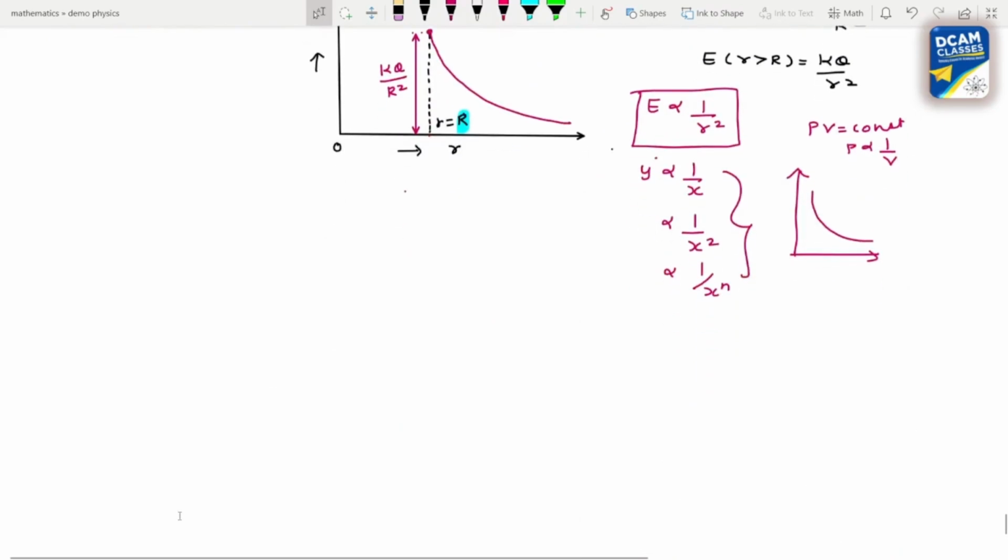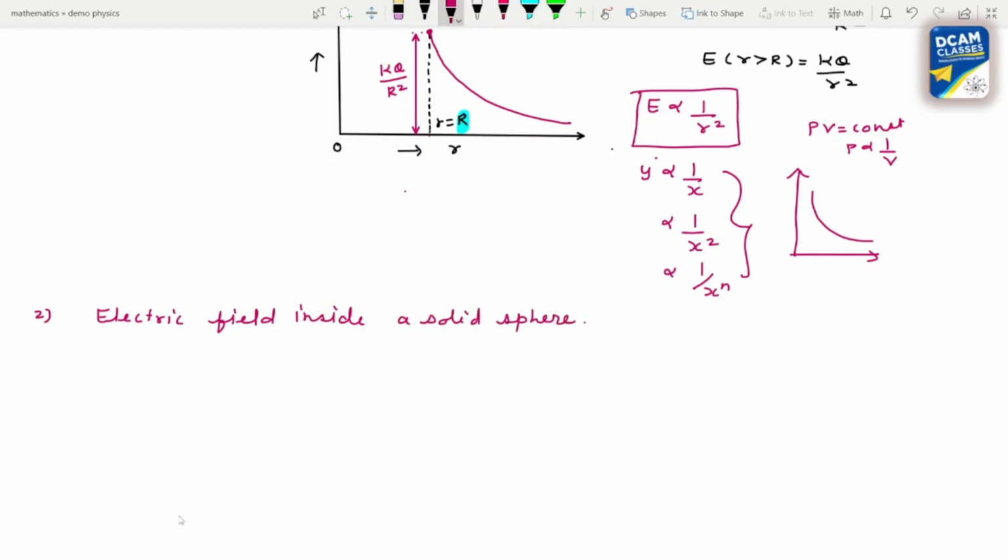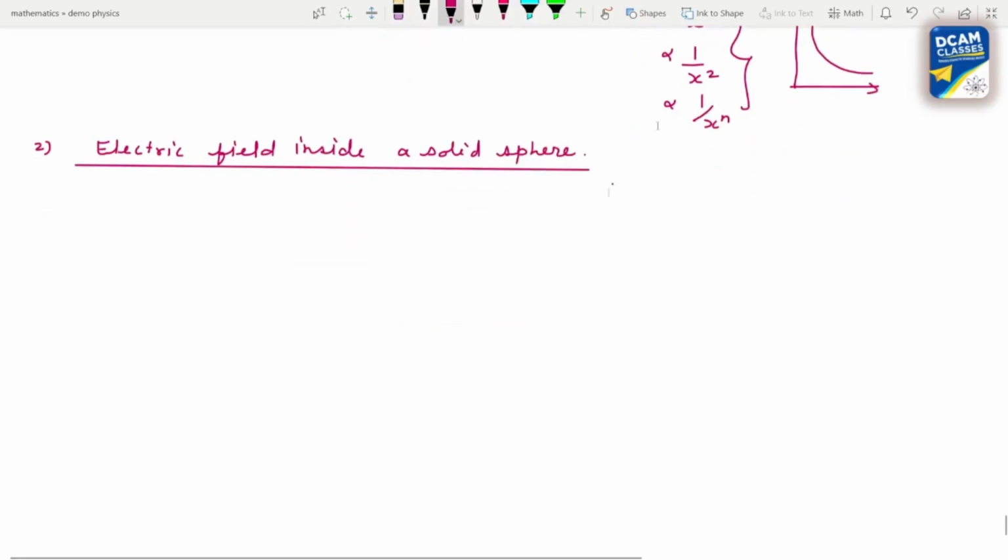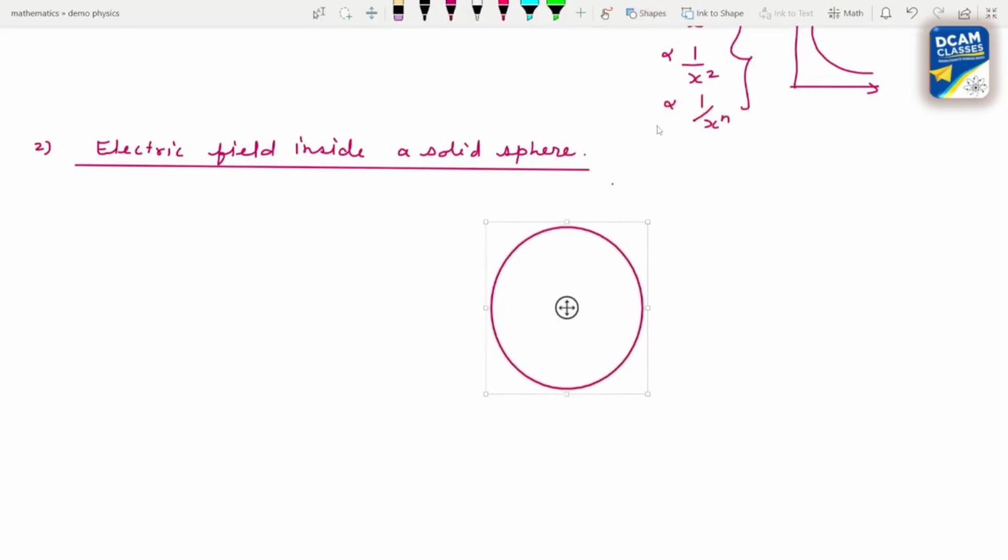Now I'll give you one more thing. Electric field inside a solid sphere. Manas, can you do this? The question, let me just explain what the question statement is. This is our sphere. This is a solid one.